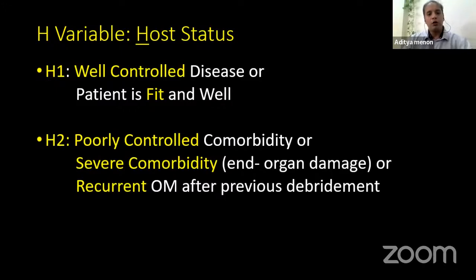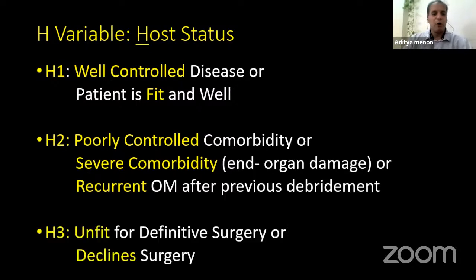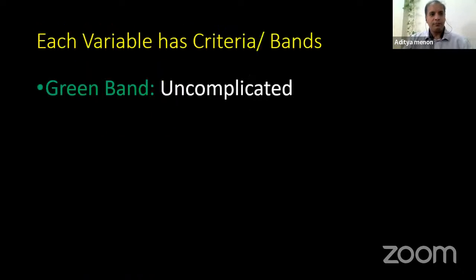Or a recurrent osteomyelitis with previous surgeries. A lot of our patients come to us after previous surgeries. They would automatically fall into H2, even if they do not have any comorbidity, simply because the complexity of the surgery increases. There is fibrosis, there is scarring, there is extensive involvement of the bone and soft tissue. And H3 would be unfit for definitive surgery or a patient who declines surgery. Again, all these variables go from less complex to more complex.